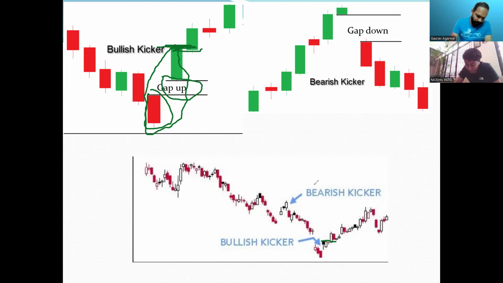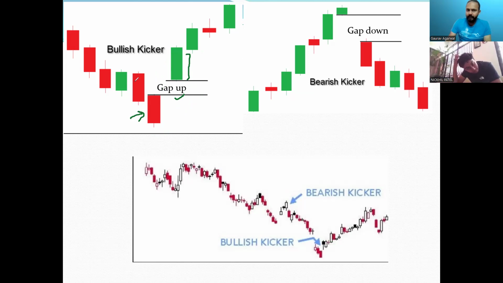So this is called bullish kicker. This is basically a bullish reversal pattern. Okay. So it begins with a bearish candle, followed by a gap up and then a bullish candle. But one thing you have to remember is that this has to be formed in a downtrend. The market has to be in a downtrend. Yes, yes.